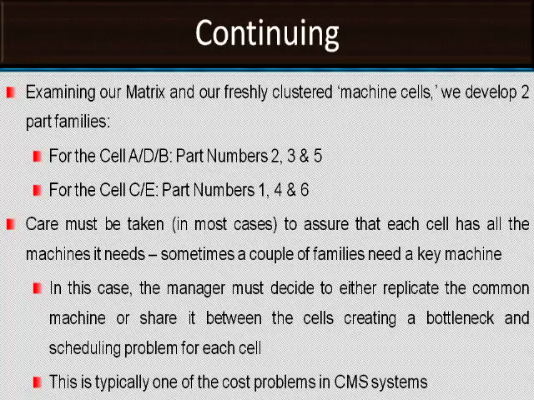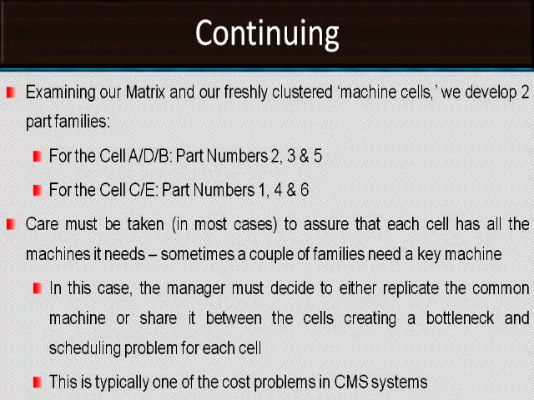Sometimes a couple of families needs a key machine. In this case, the manager must decide to either replicate the common machine or share it between the two cells, creating a bottleneck and scheduling problem for each cell. So we have to take care of the scheduling as well as the planning, otherwise it becomes a bottleneck. This is a typical cost problem in CMS.